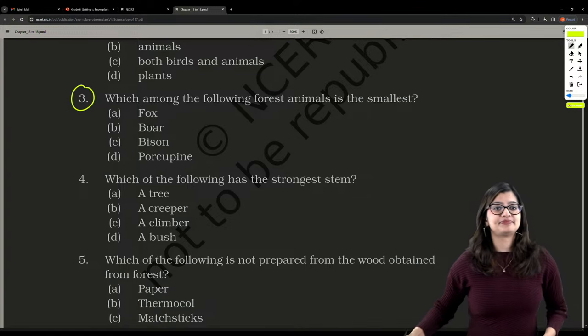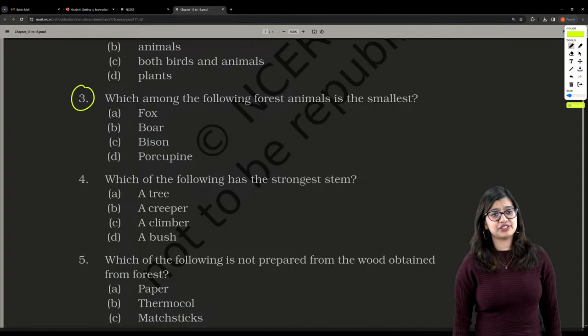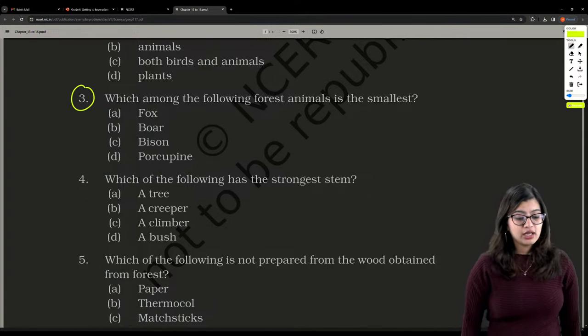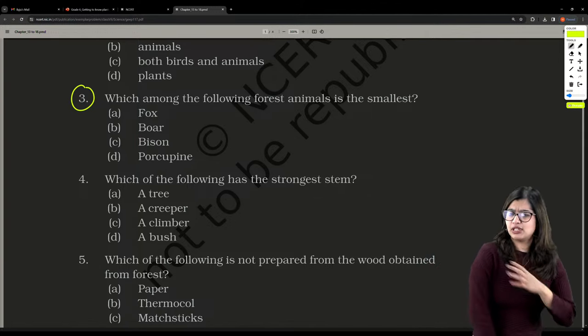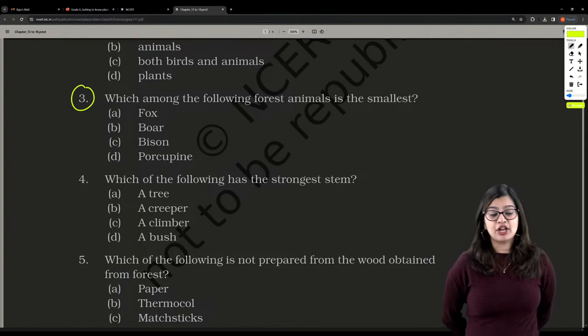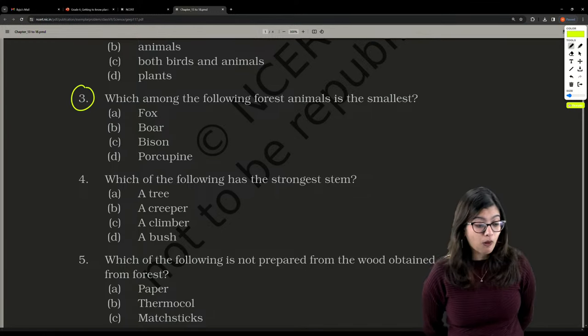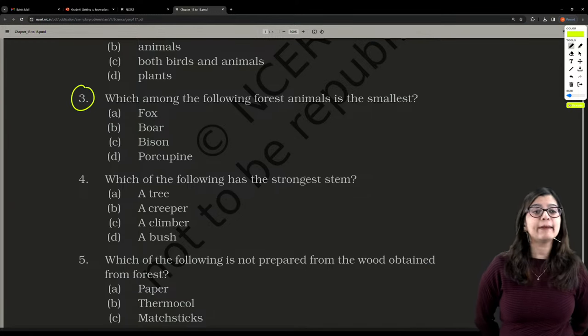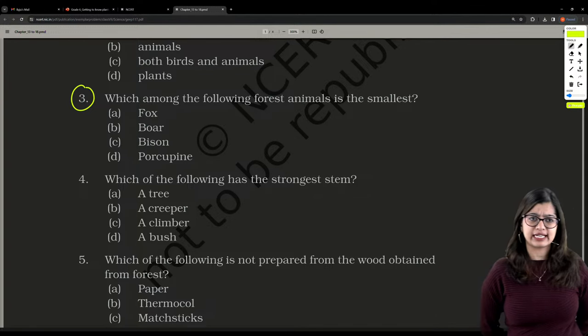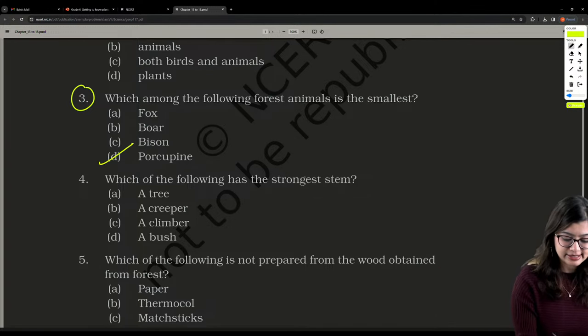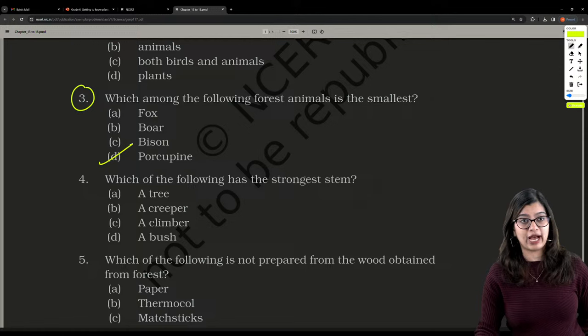Very good. I will revise transportation also. Now think about it. What are porcupines? Porcupines are these small animals which have spines on their body. Now if you look at a bison or a boar or a fox, they are relatively bigger animals, right? They are bigger in size, which is why in this case, the correct answer is option D, porcupine.